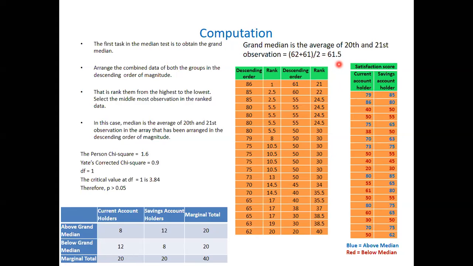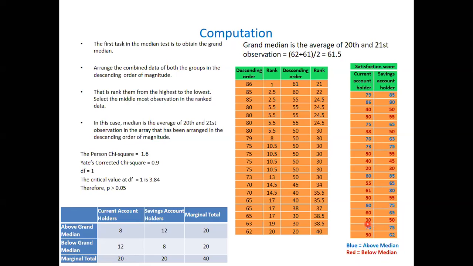So the combined median for the two groups together is 61.5. I've denoted the values above the median in blue and the ones below the median in red. If any value is equal to the median, it will be 0 and will not be used. It will not belong to any group because it's neither above nor below. But there's no one like that.